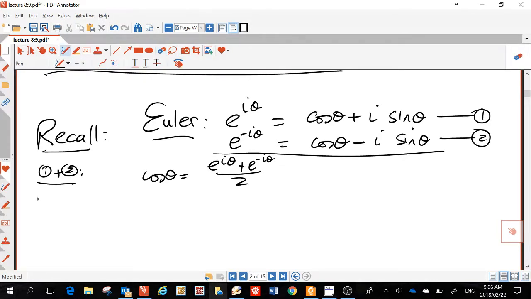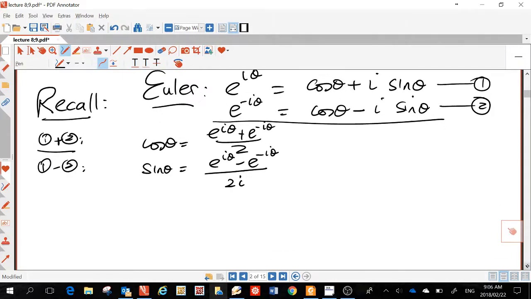Likewise, if I subtract equation 1 from equation 2, or the other way around, I can get sine theta equals e to the i theta minus e to the minus i theta upon 2i. See these i's here? There'll be 2 of them. They will finish up underneath the division sign here, as I've written here. So that's the formulas for cos theta and sine theta.